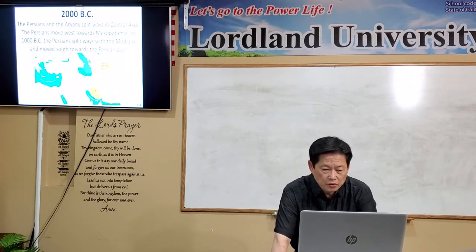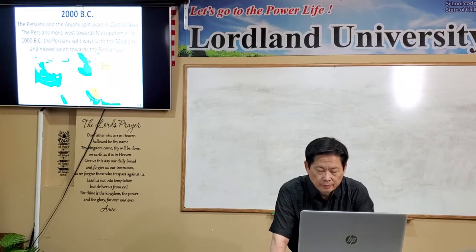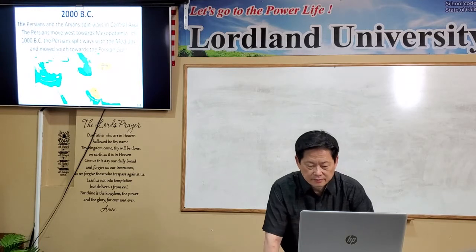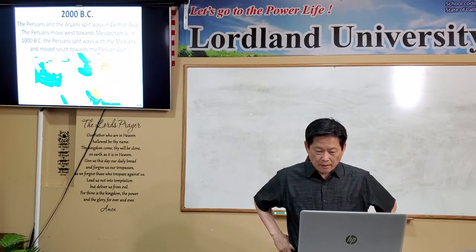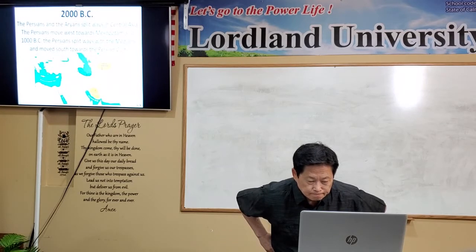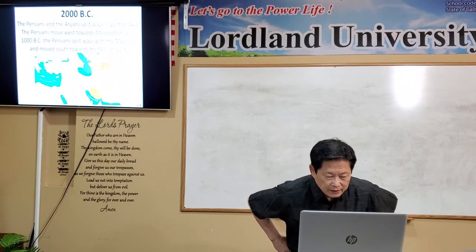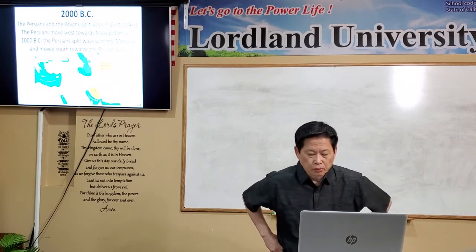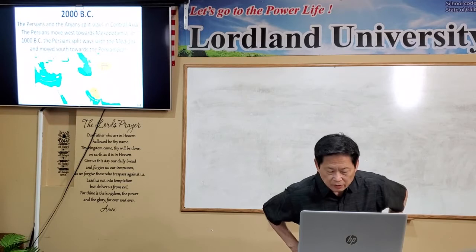Okay, this map shows the Iranian migrations into Persia around 1000 BCE. The dark brown color represents the Iranian homeland. The light brown color represents the new homeland of the Persians. The blue color represents the new homeland of the Medes.